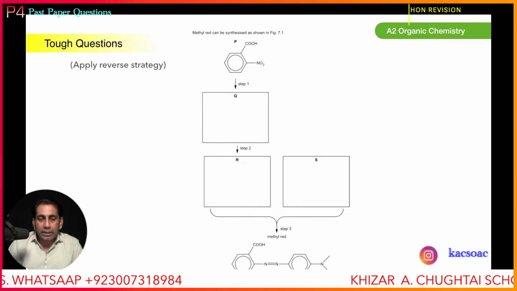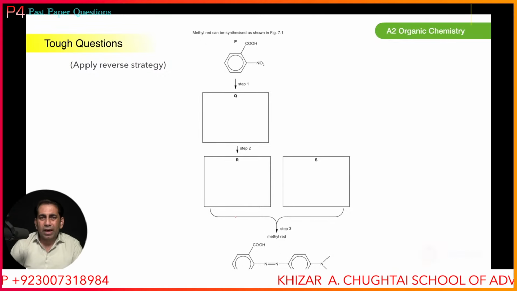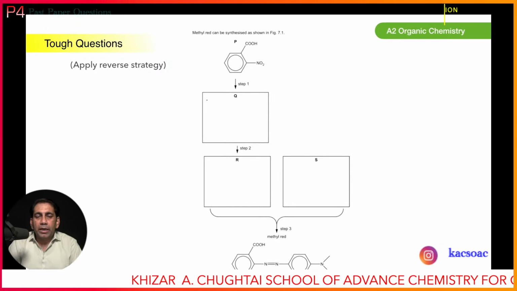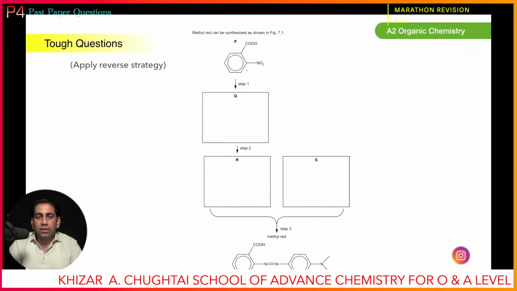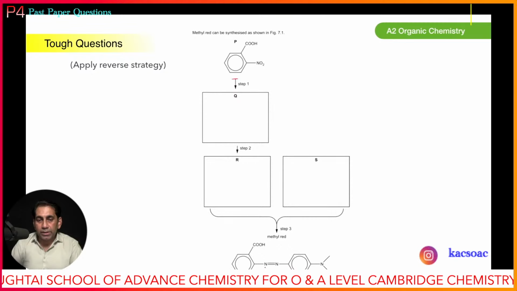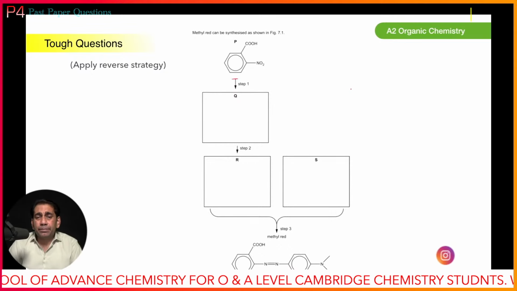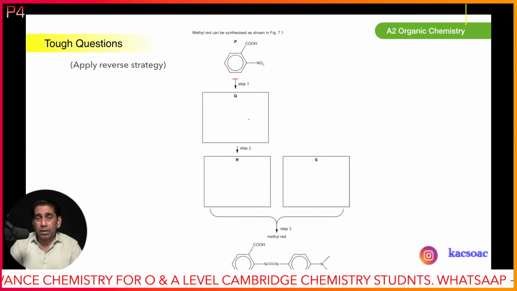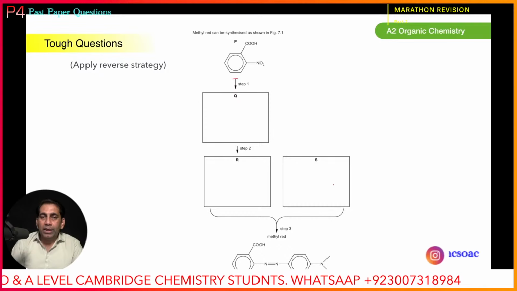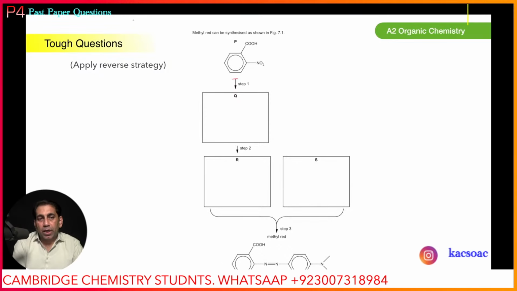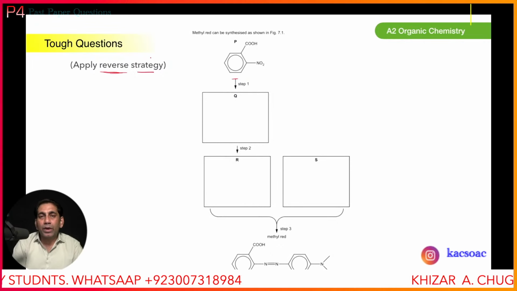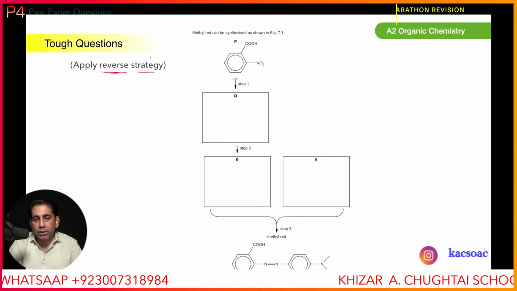Now come to the next one. There is another almost same question, one of the tough or toughest questions. Here is a synthesis: P is the starting material, and we are changing it into this compound. Basically, here Q is unknown, R is unknown, and S is unknown. In these types of questions, as I mentioned over here, you will have to apply a reverse strategy. A retro strategy should be used over there.